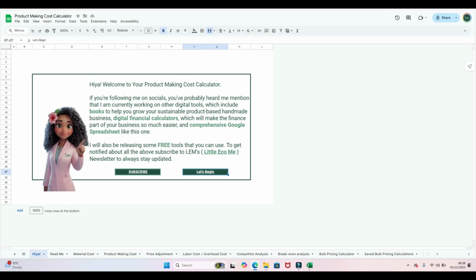When you first open up the PDF that you get when you buy the product making cost calculator, this is the first page you're going to see. Here I'm just explaining all the other tools that I am currently designing, or depending when you're buying this, that currently exist on the website.